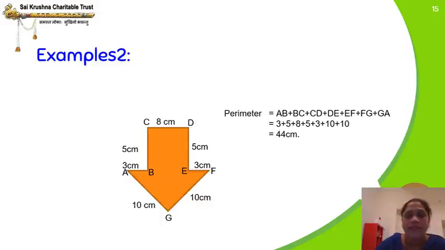So let us look at this example. Here we have an arrow, a closed figure, and you have some lengths given. We have to find the perimeter. So perimeter is nothing but what you get when you add all the lengths given. So here you have AB which is 3, BC which is 5, CD 8, DE 5. So here we go all around and then add them. So we add 3 plus 5 plus 8 plus 5 plus 3 plus 10 plus 10. So we get the perimeter, which is 44 centimeters in this case.